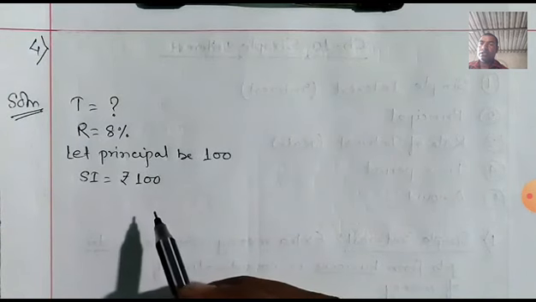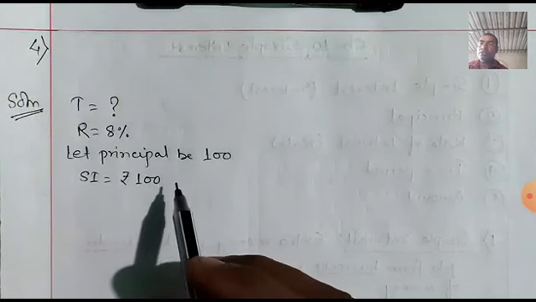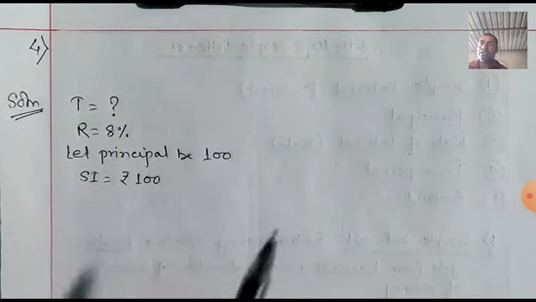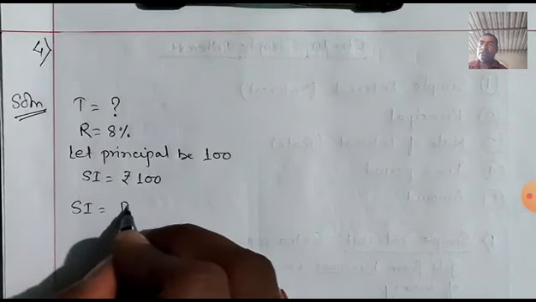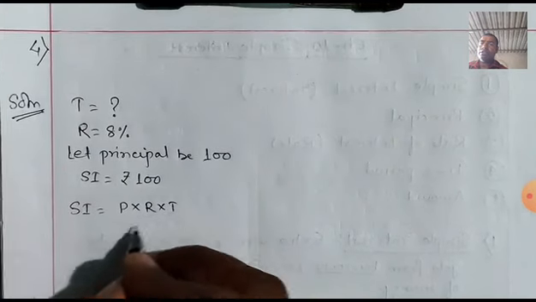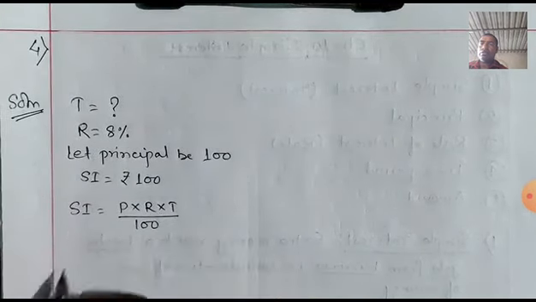That means principal is 100, so simple interest is also 100. So 100 plus 100, 200. That means it is the double. Now SI is equal to P into R into T upon 100.